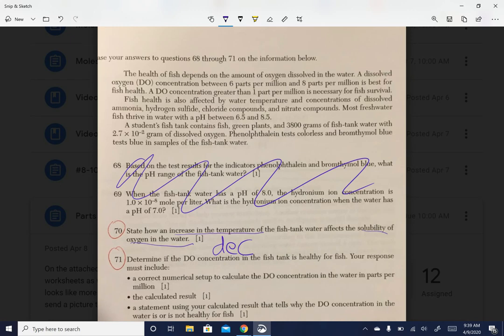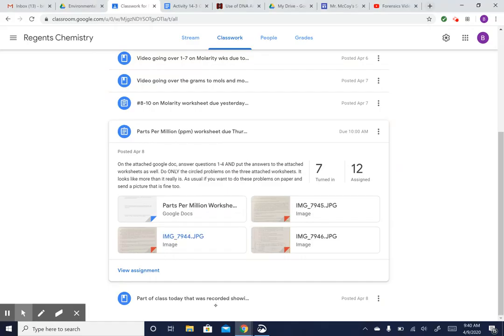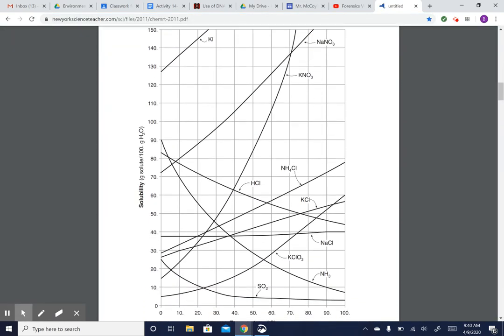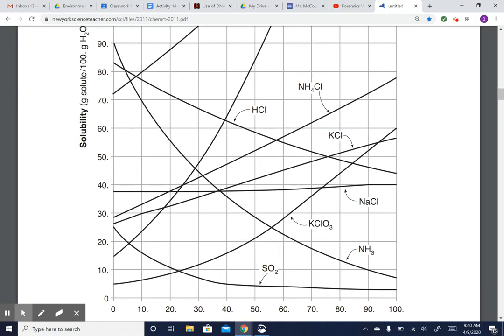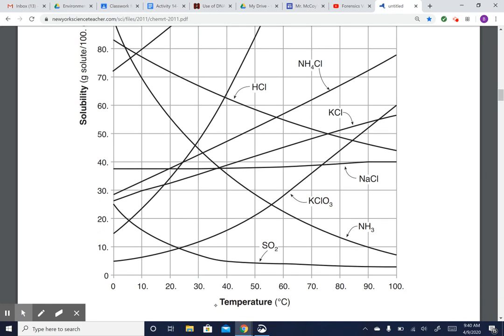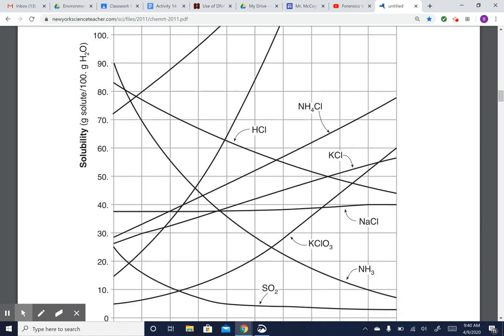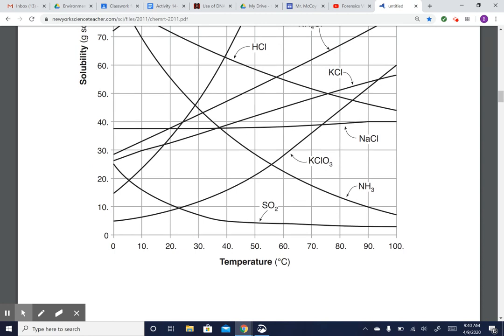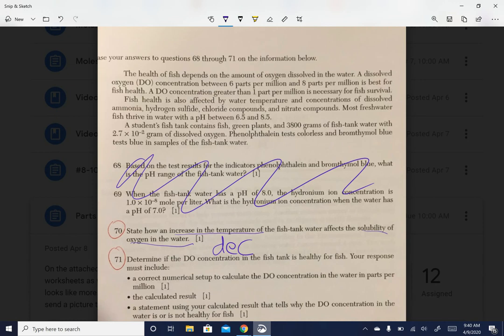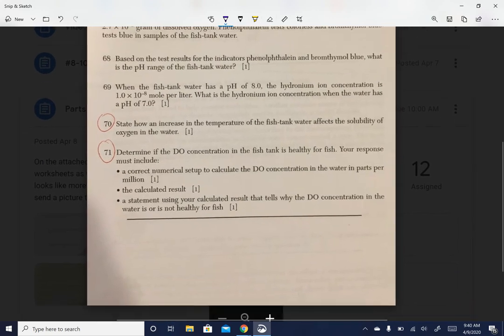But again, this is Table G, real quick review here. You go to Table G. HCl is a gas, decrease. NH3 is a gas, decrease. SO2, decrease. The higher the temperature, the lower the solubility, the less will dissolve. The higher the temperature, the less gas will dissolve. So warmer water, there's less dissolved oxygen. That's the moral of the story there. All right. Here we go.